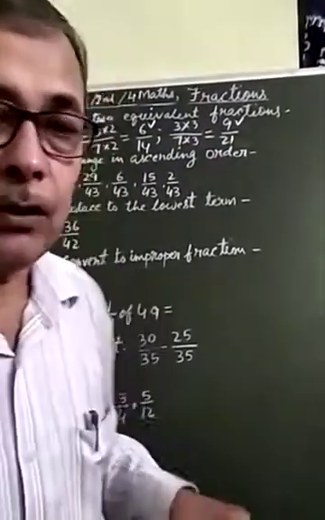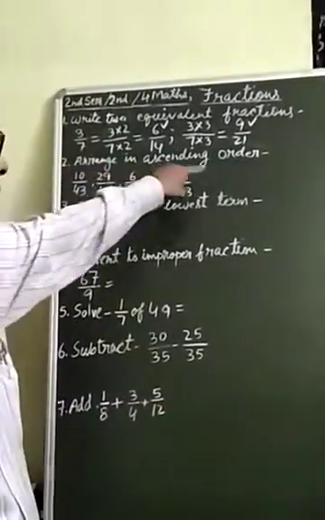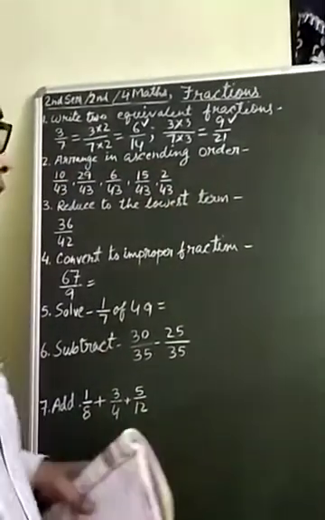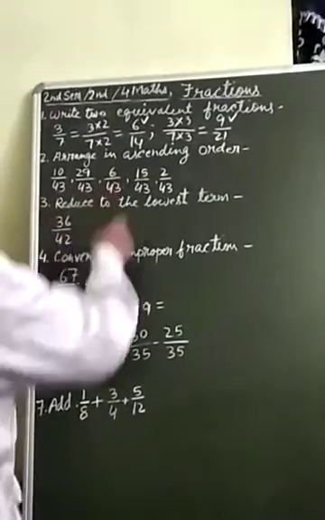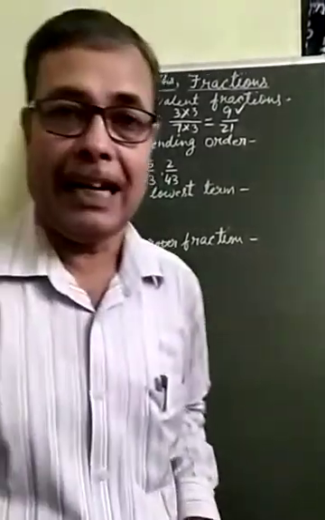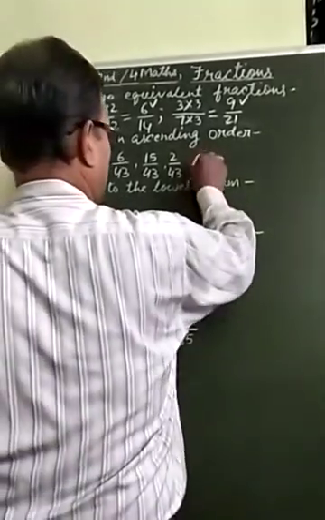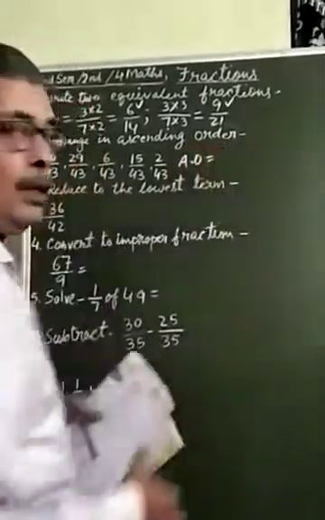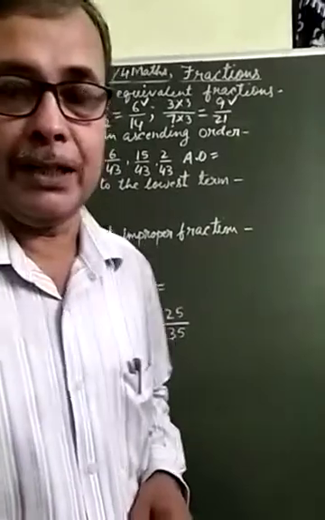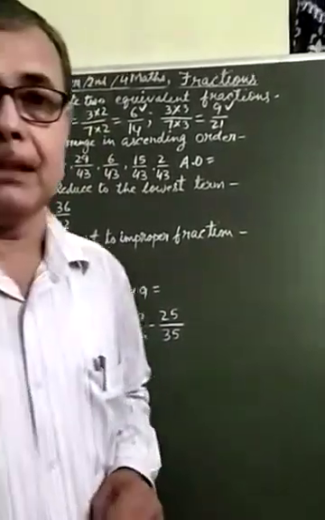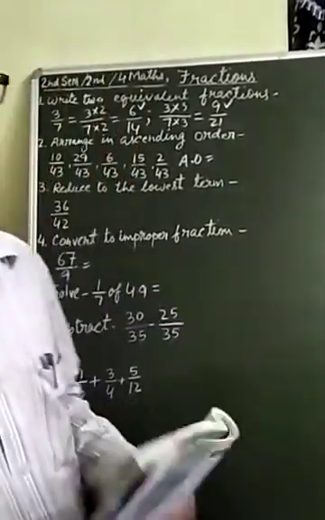Now the second question is, arrange in ascending order. Children, 5 fractions are given here and they all are like fractions. To arrange them in ascending order, we will compare the numerators. The fraction having the smallest numerator will be the smallest fraction.